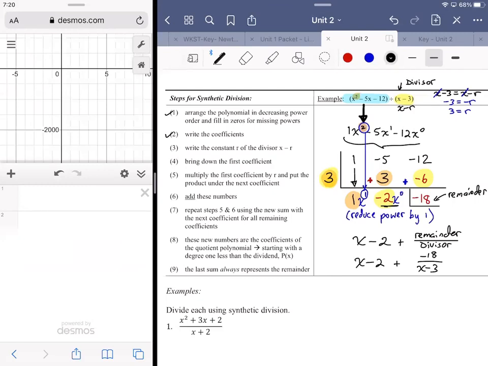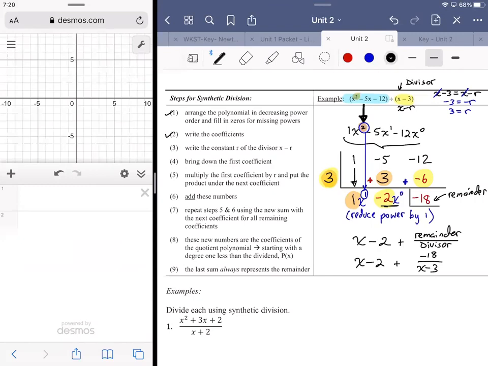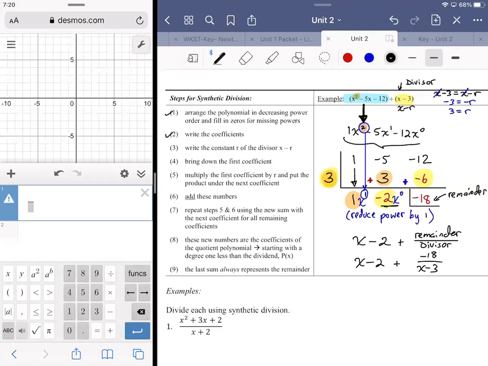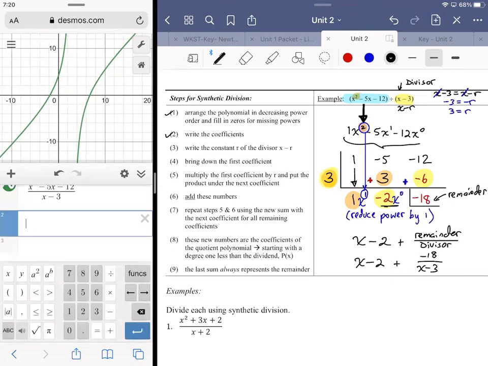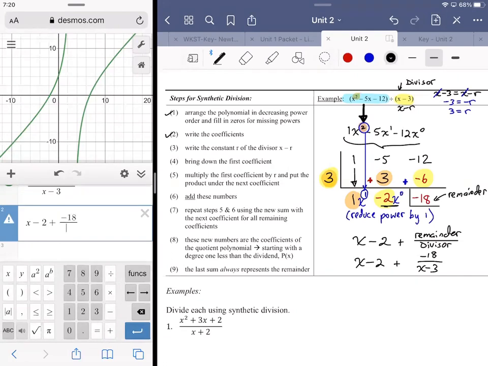Like I said, we're going to do another example in a sec, but after all of this work, we want to make sure that we did it right. So we would type in the original division problem as a fraction, because division and fractions are interchangeable: x squared minus 5x minus 12 over x minus 3. That's what this graph would look like. You can put y equals f of x equals whatever you want, but it's really just the ratio that we care about. Then I would type in my answer, x minus 2 plus the fraction negative 18 over x minus 3, and make sure that it gives you the same graph.